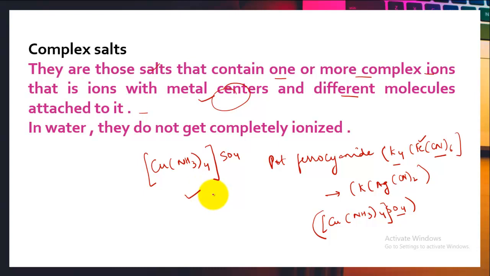So these are complex salts, and when these salts are dissolved in water, they do not get completely ionized. This part, that is the coordination sphere, is ionized together, and this is ionized separately. So that means they both will get separated like this, but this sphere, that is ammonia and copper, will remain along with each other.